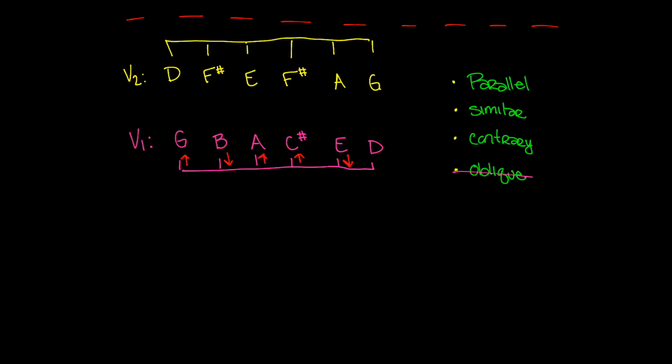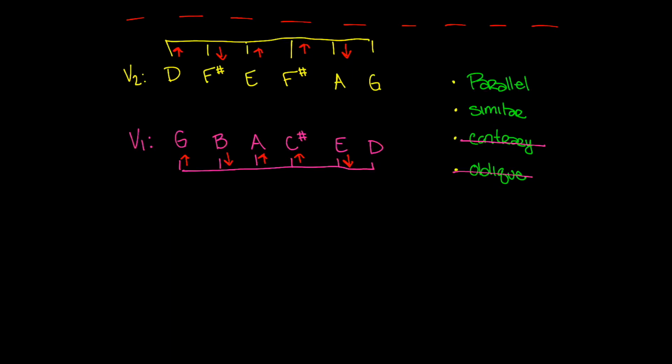Now, when I look at voice 2, we're going to do the same thing. And I can see that this is going up, down, up, and down. And I see that these are both going up. They're both going down. They're both going up. They're both going up. And they're both going down. That tells me they're going the same direction. And that means we're going to eliminate the contrary option.